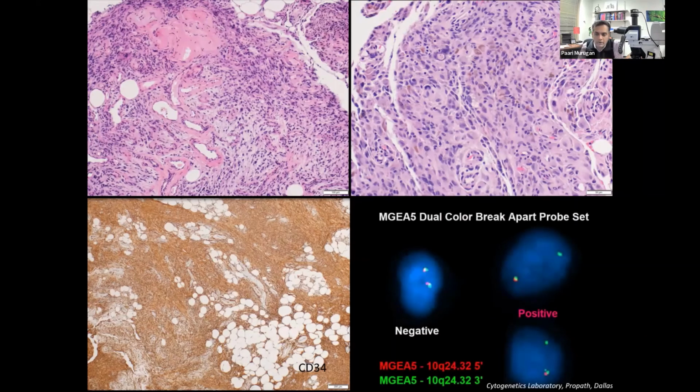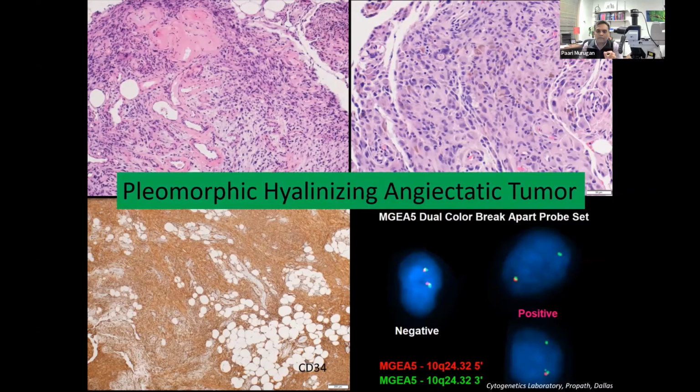And this was for the MGEA5 break apart FISH probe. And you can see the positive control is over here where the green signal is apart from the red signal. And this is our case, which showed that MGEA5, which is now known as OGA, is rearranged or translocated. So this tumor is a pleomorphic hyalinizing angiectatic tumor, PHAT. So that's the preferred acronym for this particular tumor.